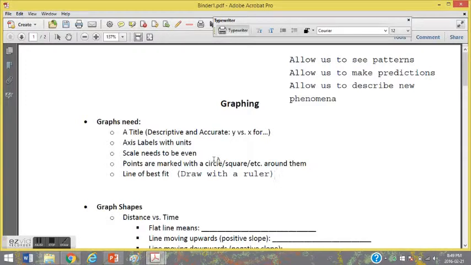A ruler. This is, of course, assuming it's a straight line. If it's a curved line, if the dots or the points look very much like they are curved, then you would in fact draw a smooth curve that goes as close to all of them as possible.